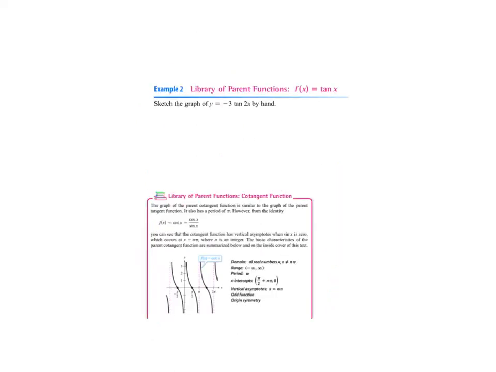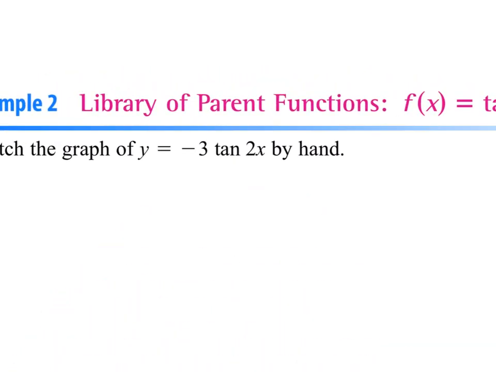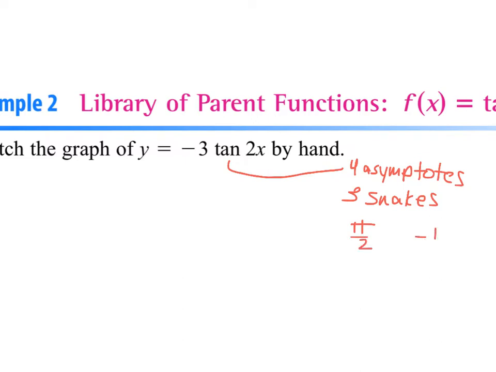Right, we're going to do this again. What are we graphing? Tangent. So as soon as I see tan, a couple things I want to think of. I want to think of 4 asymptotes. I want to think of 3 snakes. And how do I find those asymptotes? I need to remember pi over 2 and negative pi over 2.